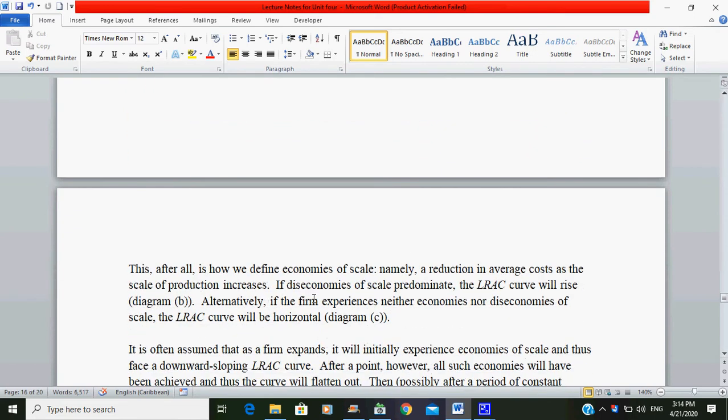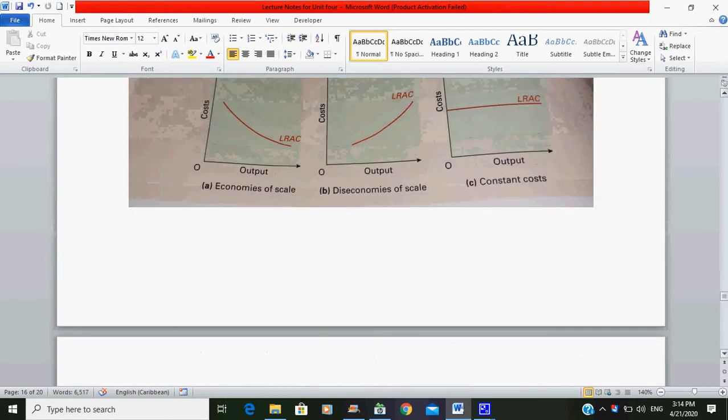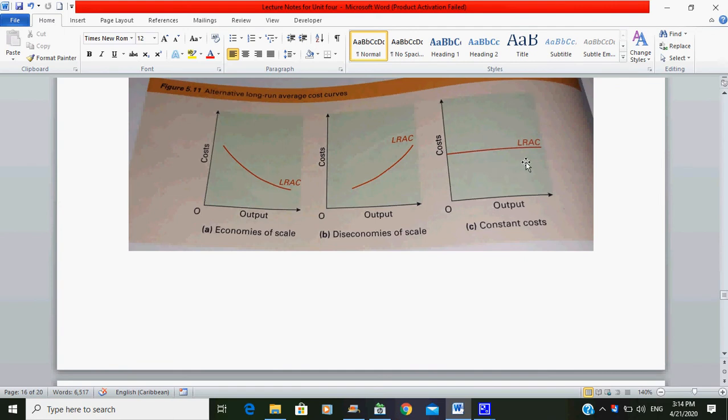Alternatively, if the firm experiences neither economies nor diseconomies of scale, the long run average cost curve will what? Be horizontal, as represented by what? Diagram C. So please pause the video and write this down. Draw these diagrams down for me, please. Alternative long run average cost curves.